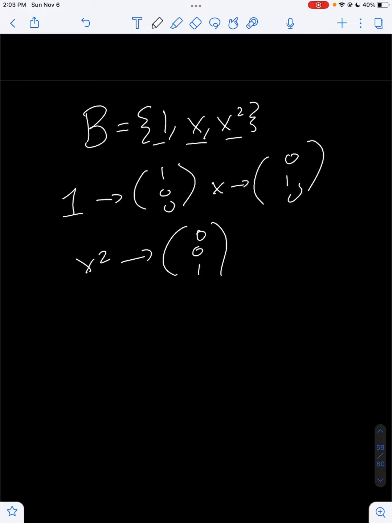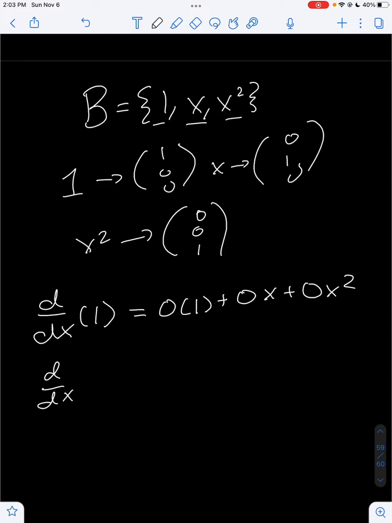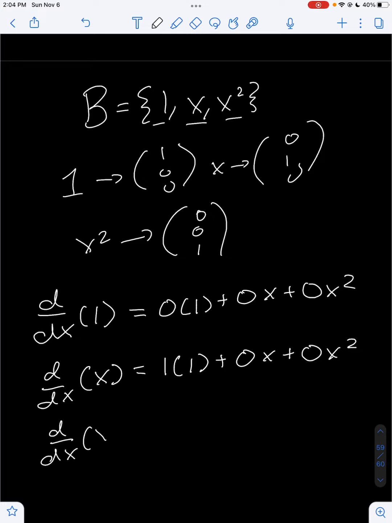So to write our derivative as a matrix, what we have to do is take the derivative of each of these basis functions. So the derivative of 1, we know that's 0, right? So it's going to be 0 times 1 plus 0x plus 0x squared. And the derivative of x is going to be 1. So that's just 1 times 1 plus 0x plus 0x squared. And we know that the derivative of x squared is going to be 2x. So that's just 0 times 1 plus 2 times x plus 0x squared.